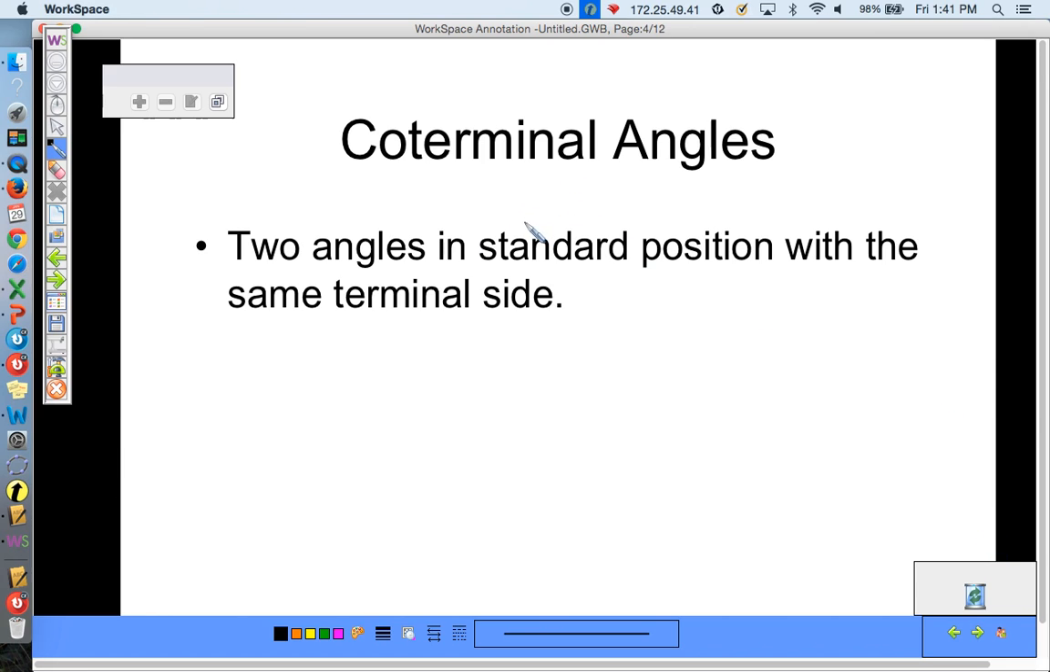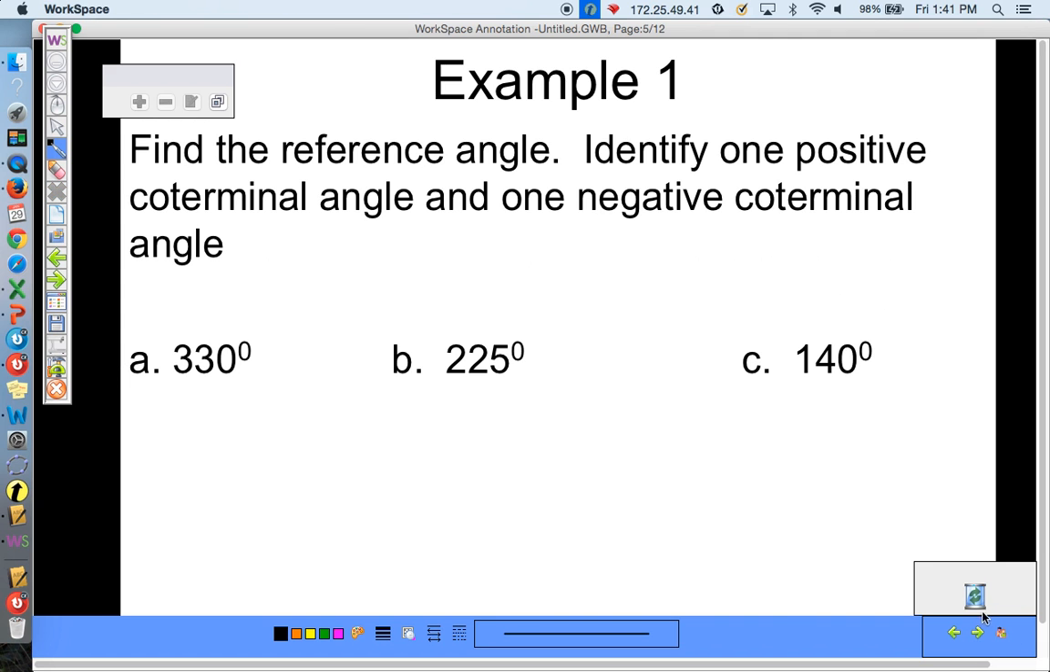Now what we were just doing on that last problem was something called a coterminal angle. Two angles in standard position, so just meaning they start along the x-axis, positive x-axis, with the same ending side. So we can get that by adding or subtracting 360. You're going to end up with a coterminal angle.